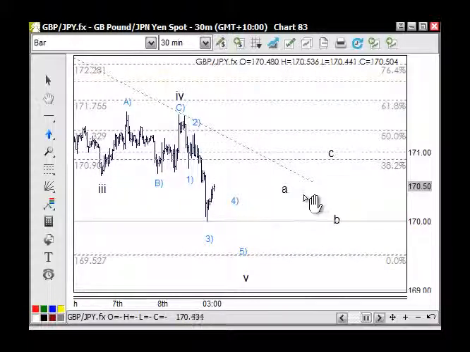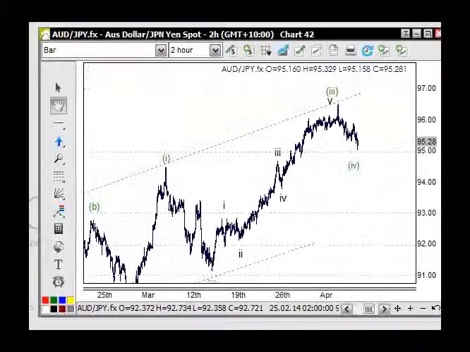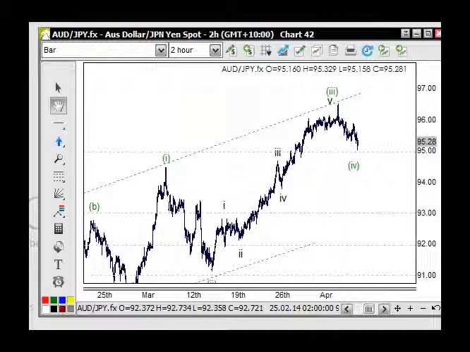It will take 2 or 3 days for this rally to develop. Then we can look to short it at that point there. I think that's it.